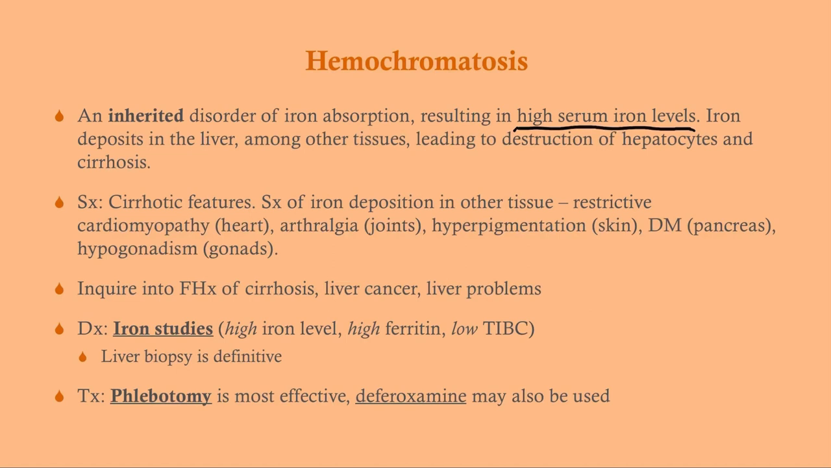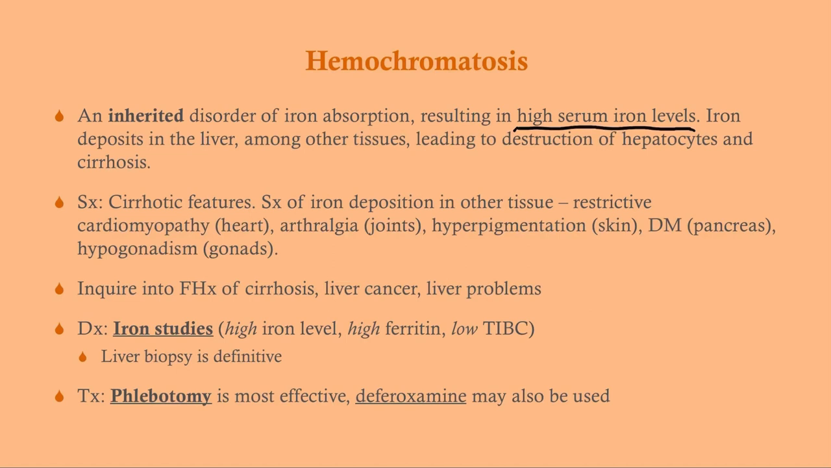These other symptoms will be related to iron deposition in other tissues. So it can deposit in the myocytes, leading to restrictive cardiomyopathy. It can deposit in the joints, leading to arthralgias. It can deposit in the skin, leading to hyperpigmentation. It can deposit in the pancreas, leading to diabetes. And it can deposit in the gonads, resulting in hypogonadism.